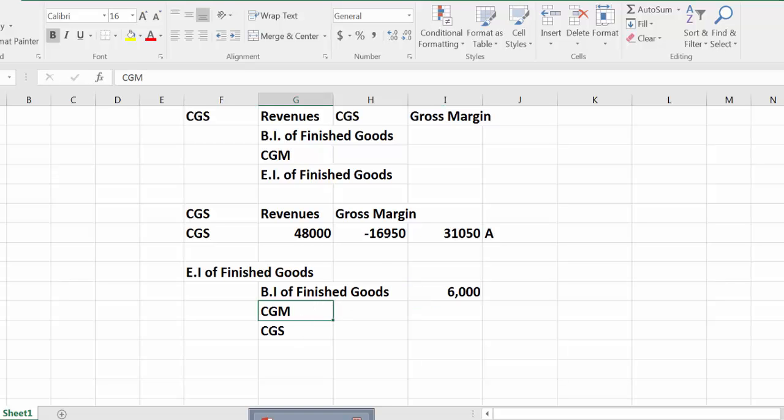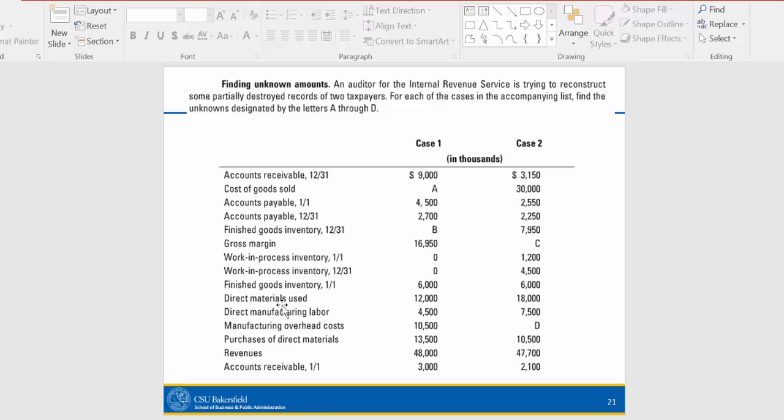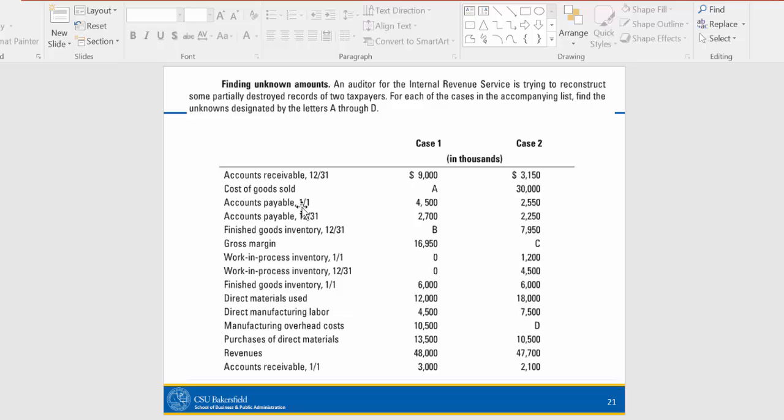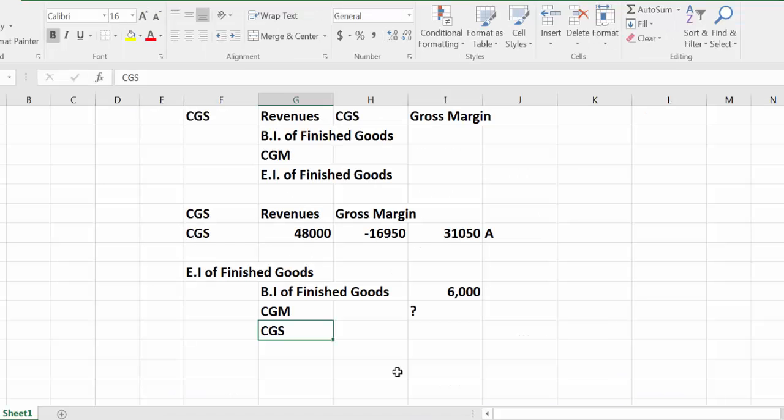Do we have a CGM? If I go back to the slide and look around, there's no item called CGM. So I'm going to put a question mark there, which is something we don't know. Now let's look at CGS. Do we have CGS here? Well, the CGS is A. So if you have A, then you know CGS. Fortunately, we know CGS, which is 31,050. So that's what we have.